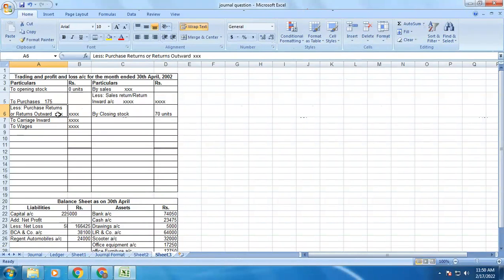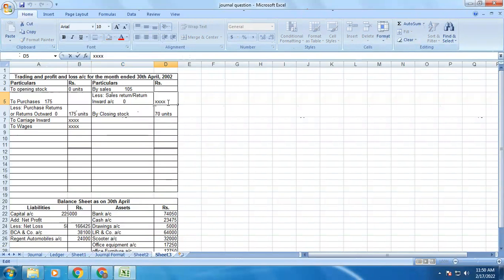Purchase return हमारे पास इस केस में कुछ नहीं था. So how many units did we have available for sale? We had 175 units. Okay. Out of which, how many units were sold? 105. There was no sales return again.